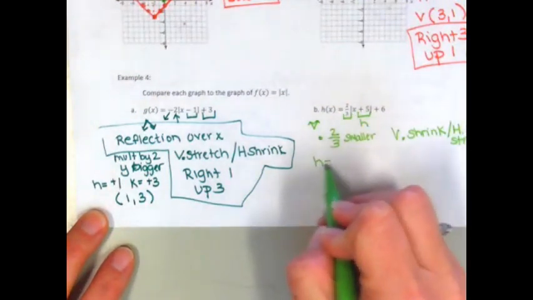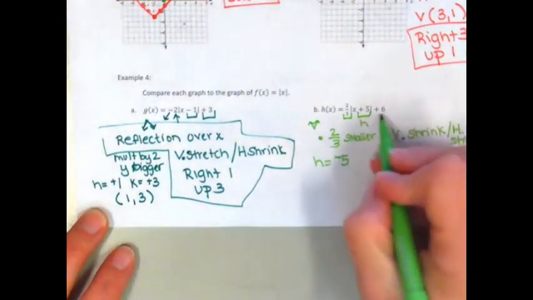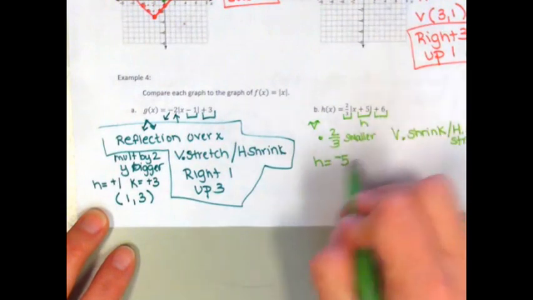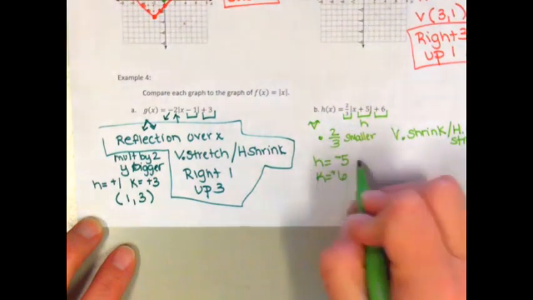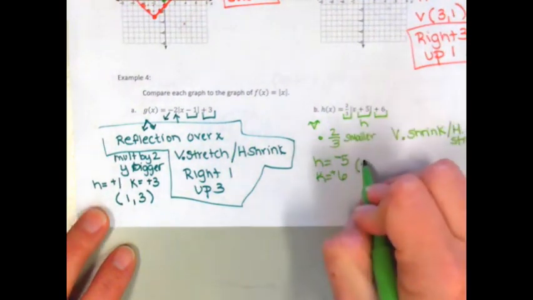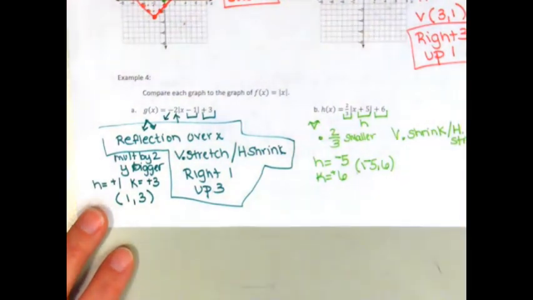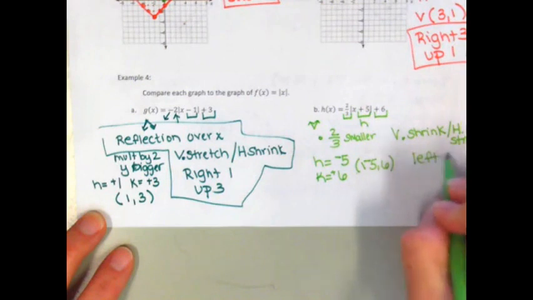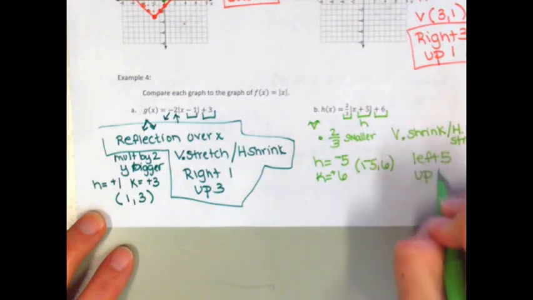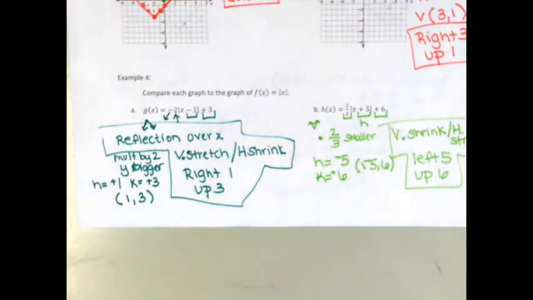The +5 is actually my h. And what does h do? Lie. So that means it's a -5. The +6 is my k, and k tells the truth. So my vertex is -5, 6. So how do I graph -5, 6? Left 5 and up 6. And there you go. That's your comparison. That's it. That's graphing.